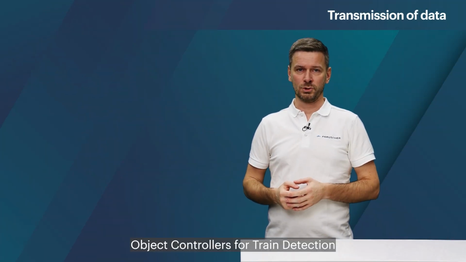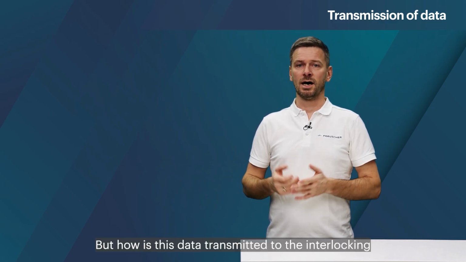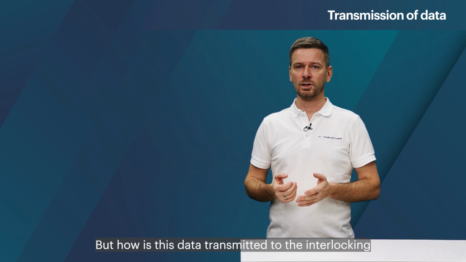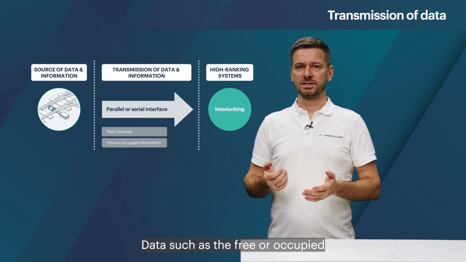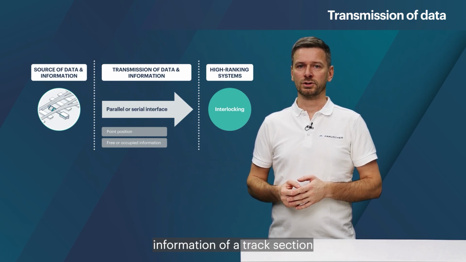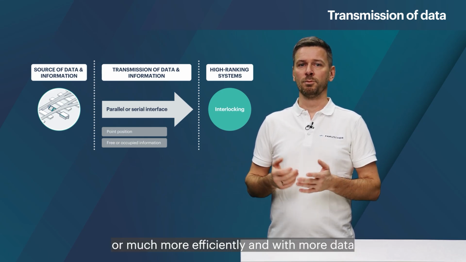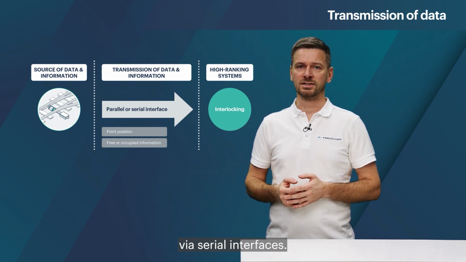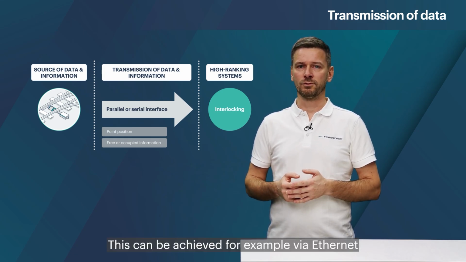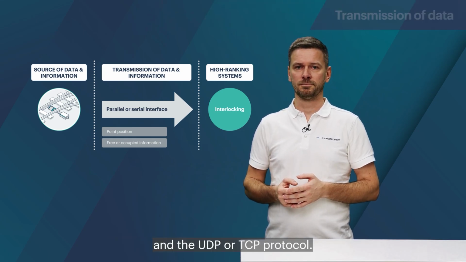Object controllers for train detection or points provide a lot of data and information. But how is this data transmitted to the interlocking or other higher ranking systems? Data such as the free or occupied information of a track section or the point position can be transmitted either via parallel interfaces or much more efficiently and with more data via serial interfaces. This can be achieved, for example, via Ethernet and the UDP or TCP protocol.